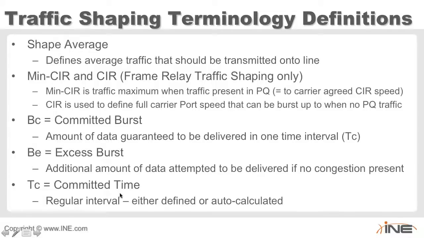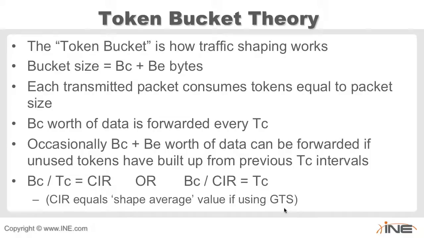It's basically this: the bucket size is B sub C, the committed burst, plus B sub E. Okay, and this is the basic single bucket. We're going to talk about single buckets and then dual buckets as well. A transmitted packet consumes a token equal to the packet size. So if I've got 100 tokens, I can transfer 100 bytes of data. If the bucket has 1,000 tokens, then I can transfer 1,000 bytes of data, or almost a meg.